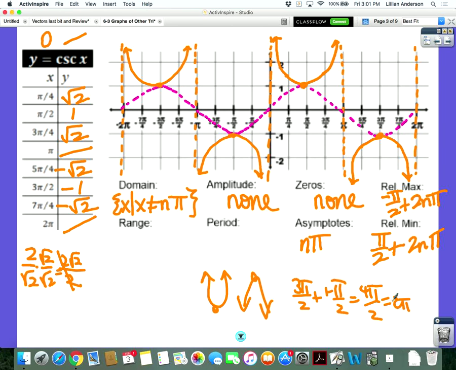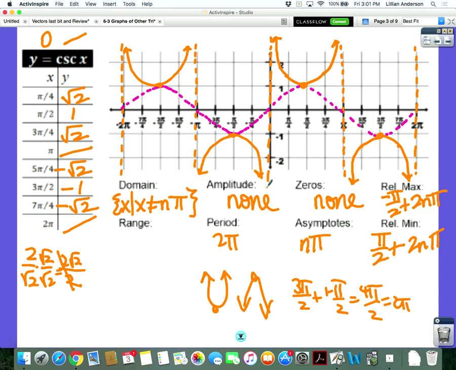Period. How long is it before the cycle starts to repeat itself? Every 2 pi, because you have one going up and then one going down, and then you have another one going up. So that happens between every 2 pi. No, but see, even though it's separate, it's not the exact same. It's where it starts to repeat itself.